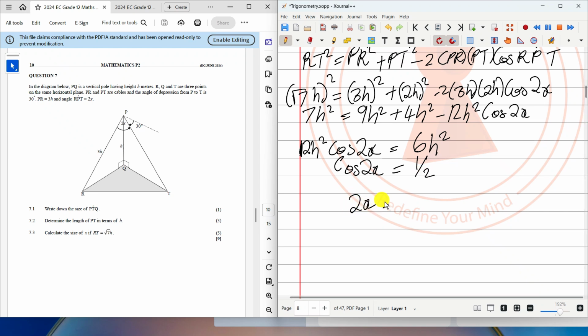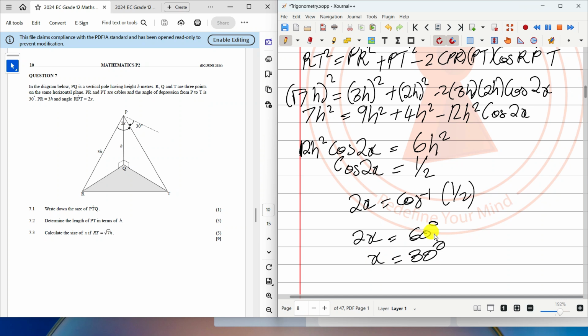Now, cos inverse of half, we all know that it is 60 degrees. Therefore, x is equal to 30 degrees. So this is it, guys. We were supposed to spend 50 minutes on this question, but we spent less than 50, roughly 42, 43. So that means we are on the right track.